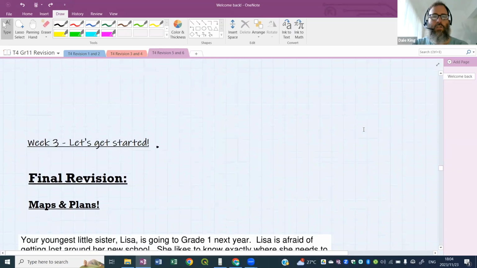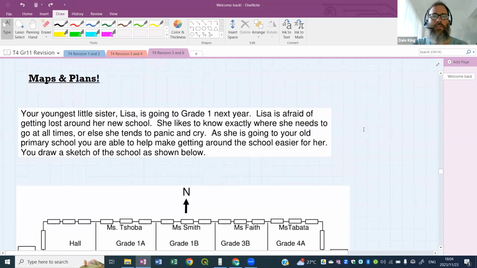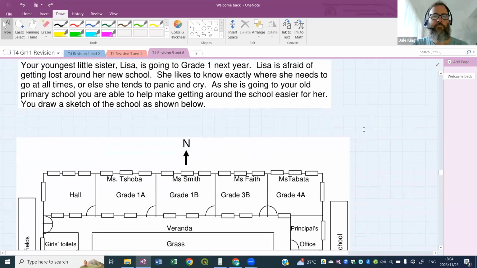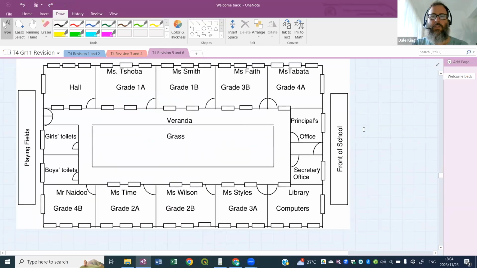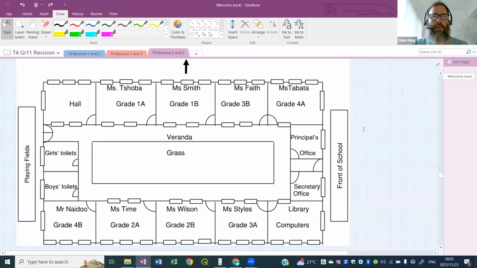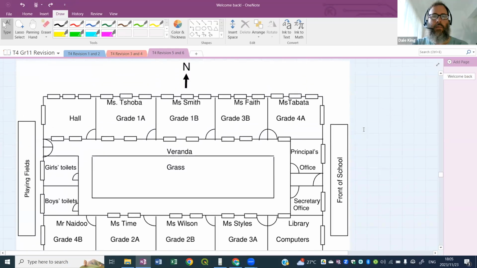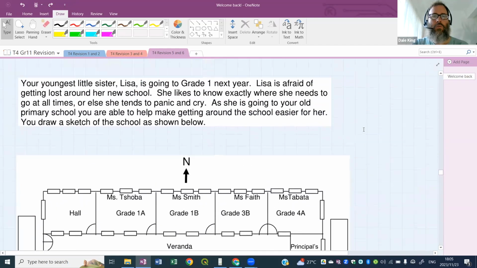Let's get started straight away. Maps and plans. All right, here we go. So this is obviously a plan, not a map. Let's read the contextual paragraph here.